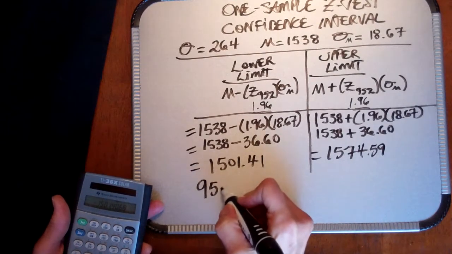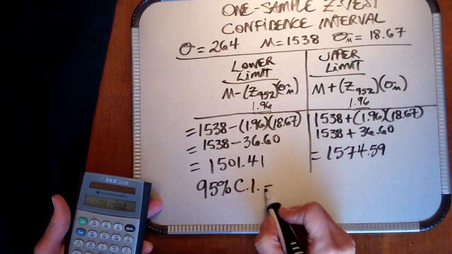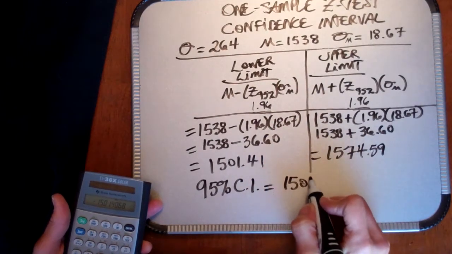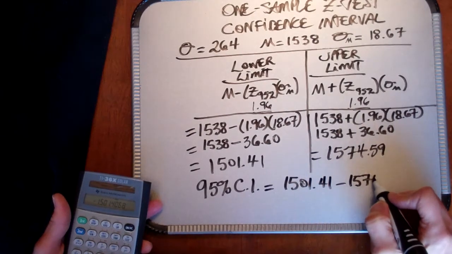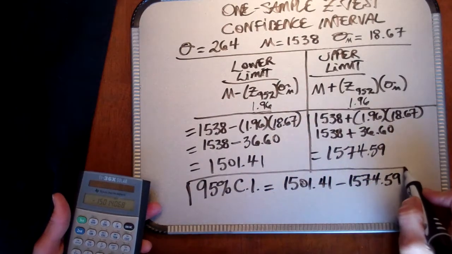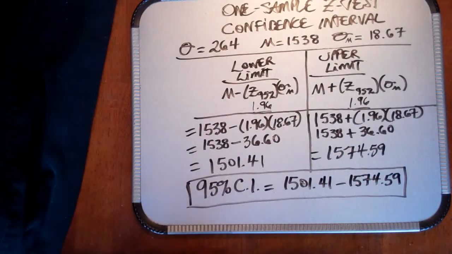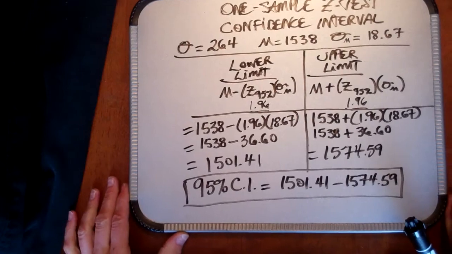95%, you could say CI for abbreviation, equals 501.41 to 1574.59. Got it? Now, your book explains what this confidence interval means, and let me just try to review that briefly with you.